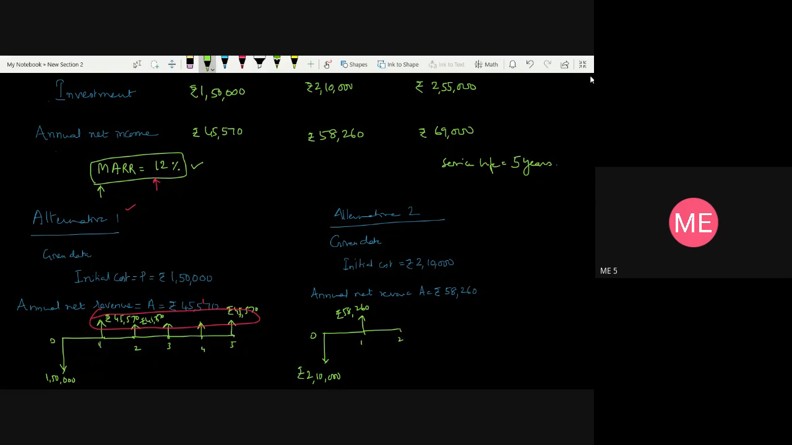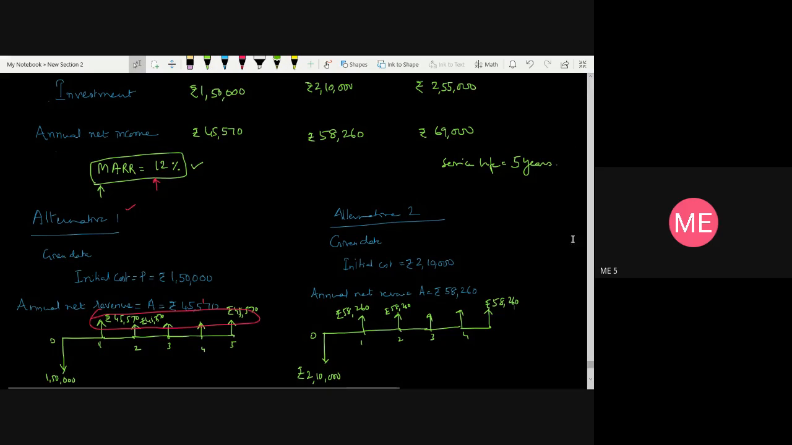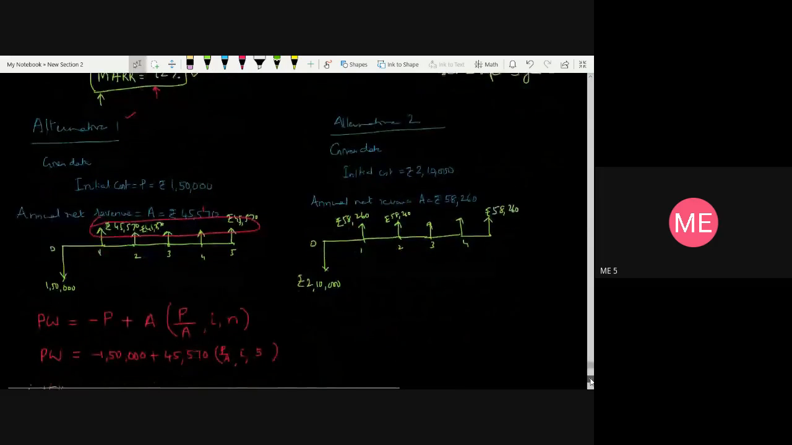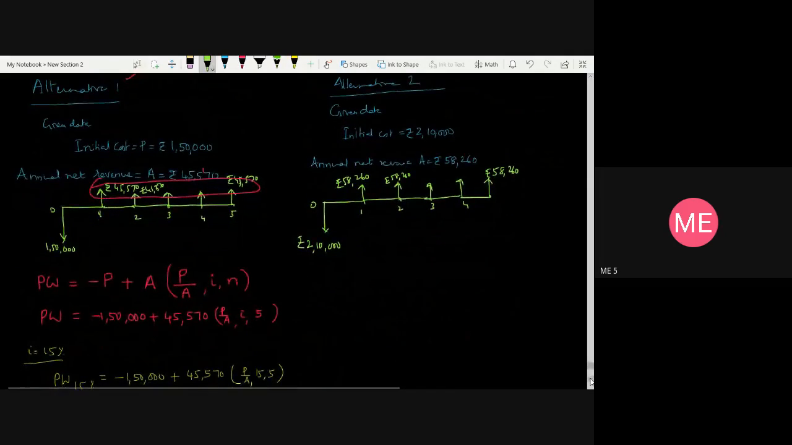At the end of second year I have rupees 58,260, and so on at the end of third year, and at the end of fourth year having the same amount at the end of fifth year also. So this is the annuity which is given. Now based on the cash flow diagram, we are going to write the equation. That is for the present worth. What is the present worth equation?